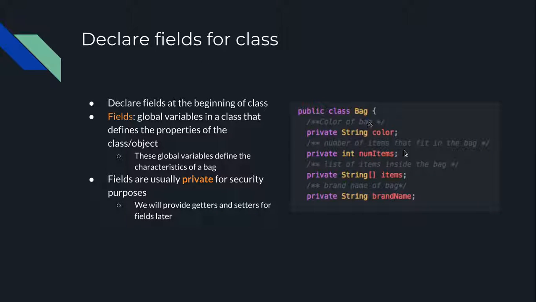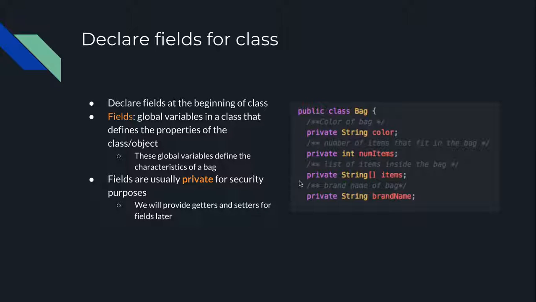So here we have the color of the bag, we have the number of items we can store in the bag, and we have a list of items that we want to store in the bag, and the brand name of that bag, the potential brand names. So what I want you to notice is that we actually don't initialize just yet. All we do is that we declare it in the beginning, and then we'll initialize later on in this code.